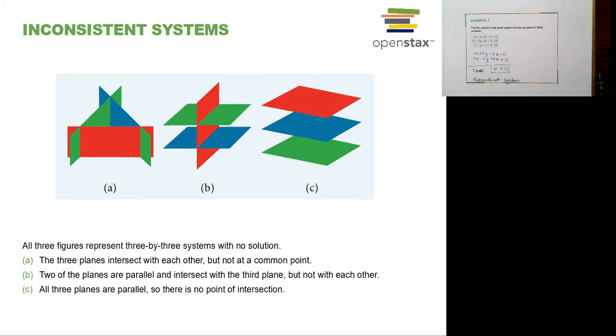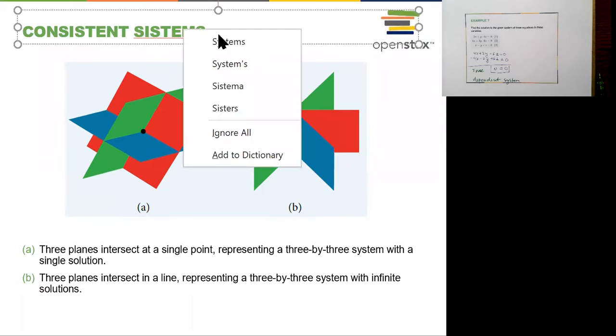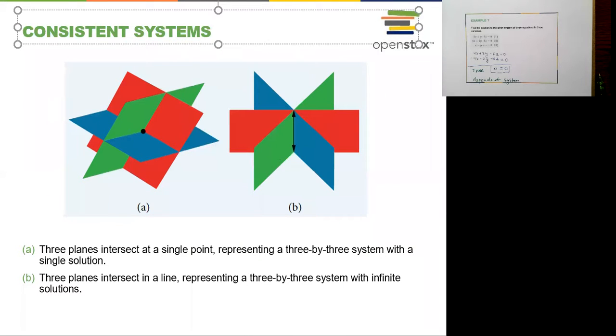But what about a dependent system? This slide first shows a consistent system, when you have three planes that intersect, none of them parallel to each other, and they intersect in only one point. That's what we usually find. We find the coordinates of that one point when we solve a system of three equations.